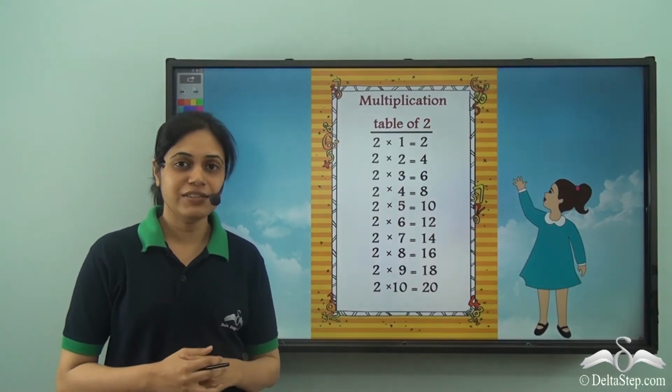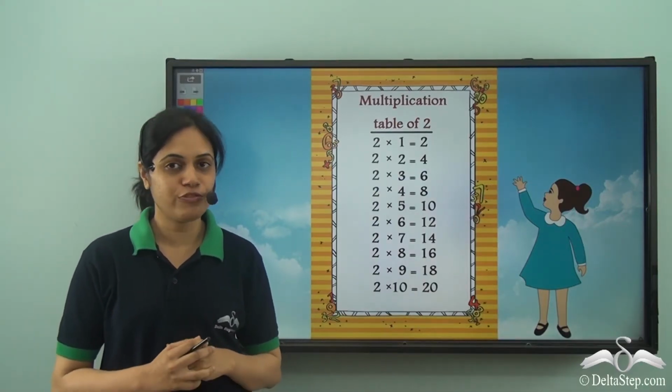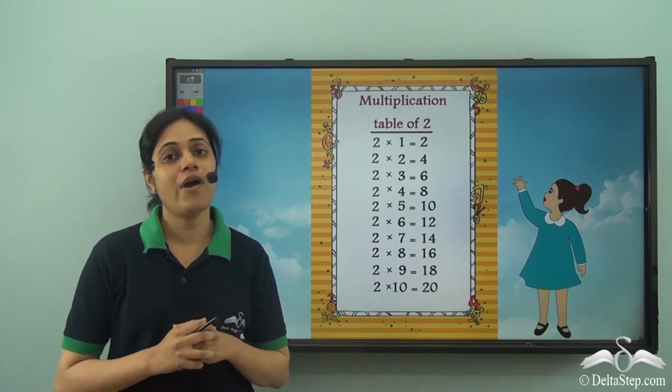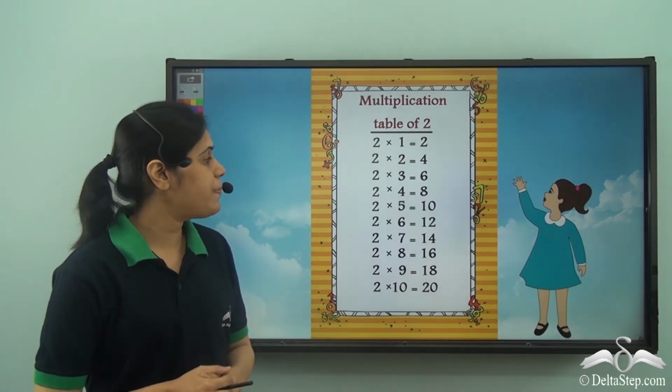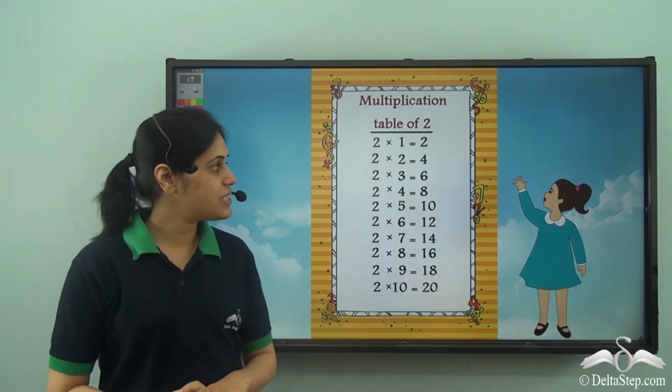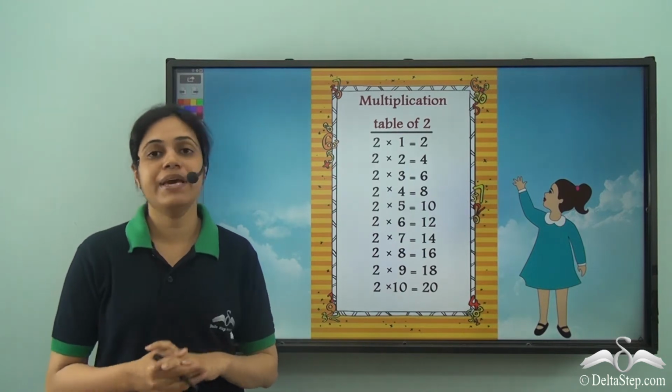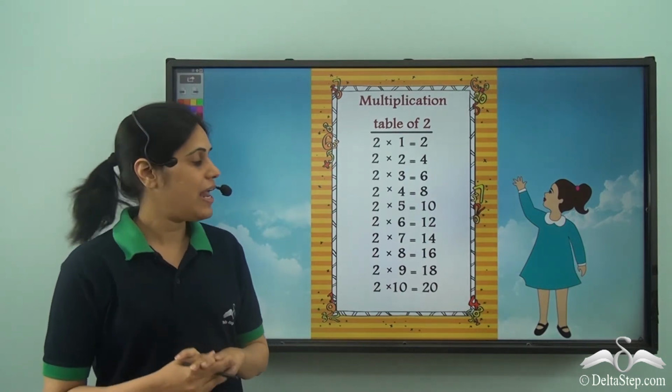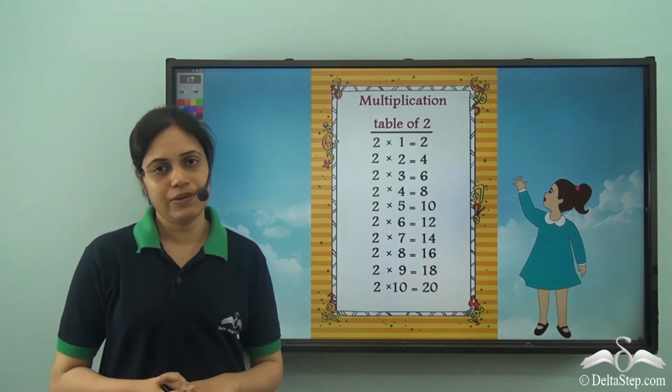We have already learned the multiplication table of 2, and we have seen how helpful it is and how simple it becomes to know these tables. Knowing these tables can help us avoid big calculations and help us do them very quickly.